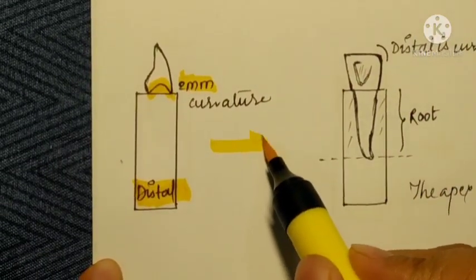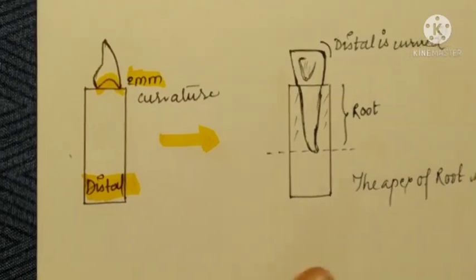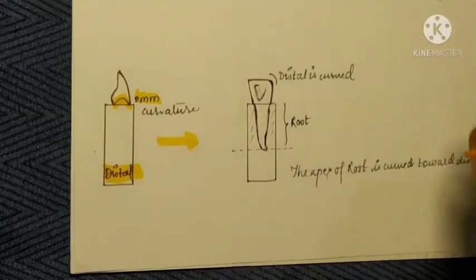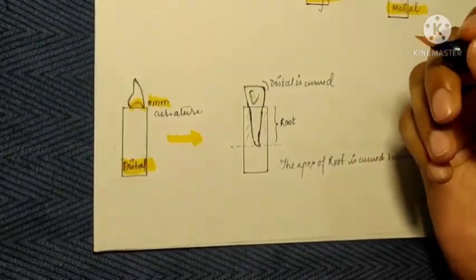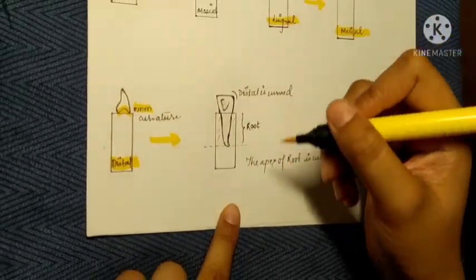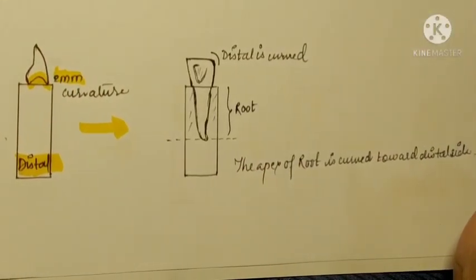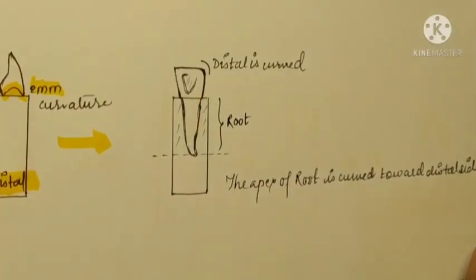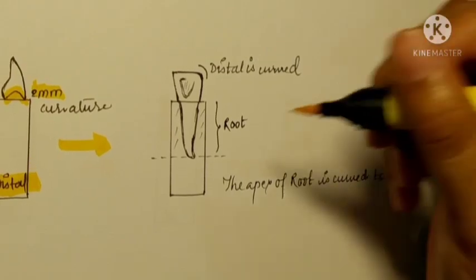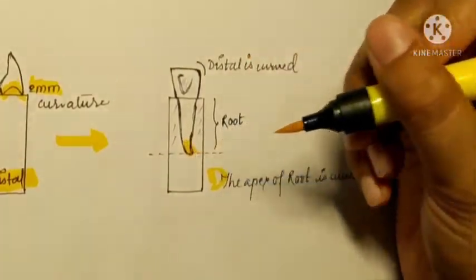Now moving to our next step, that is the final step, the root. So firstly we have to mark the root, that is our conical shape root. Our root is conical shape, so we have to mark this in our wax block. While marking, we have to keep in mind that the apex of the root is curved toward the distal side. This is our distal side.